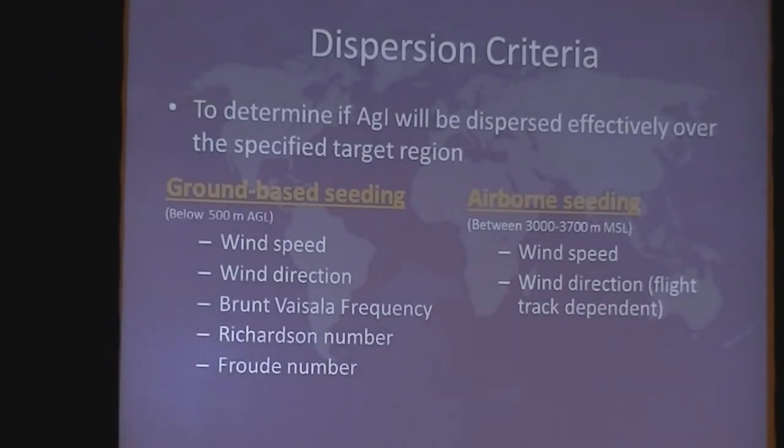In addition to meeting microphysical criteria, we also set some dispersion criteria, because especially with ground-based seeding, you need to make sure that it's not too stable, that the particles will actually get up into the cloud, as well as that the wind is going to blow them into the right place. So these are criteria that look at wind speed and wind direction. For ground seeding, we also look at some stability parameters. For airborne seeding, it's just the wind speed and wind direction, with the wind direction helping us determine which flight track is going to be the optimal one to choose for that particular case.